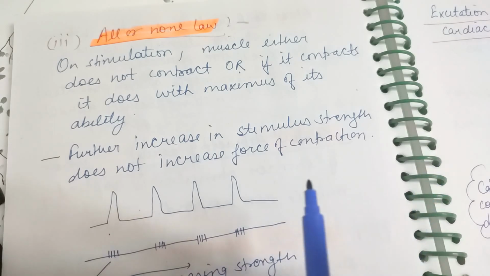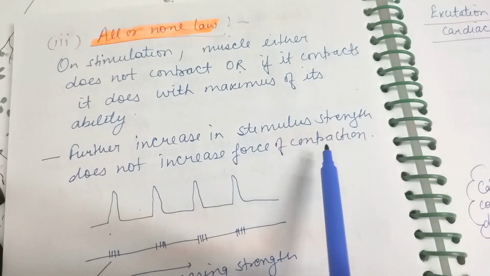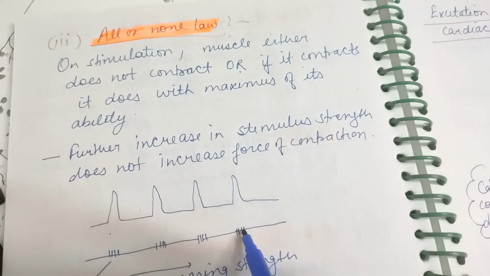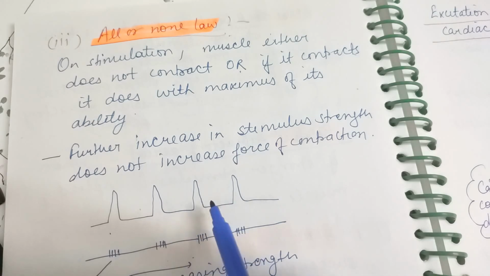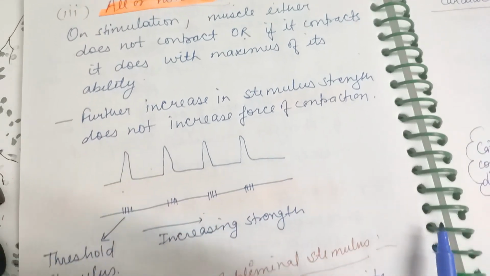All or none, right? So an increase in stimulus strength does not increase the force of contraction. If you increase the stimulus strength here, if you increase the current stimulus, even then the force of contraction is maximal at minimum strength, right? There will not be any change.